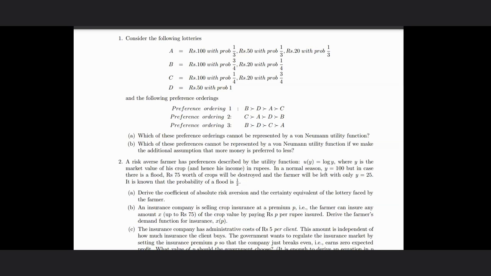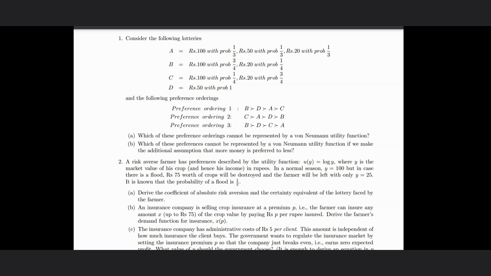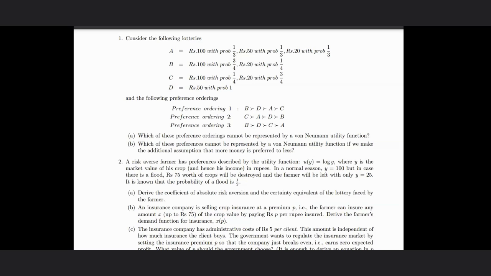Hello, ma'am. So I started with the first question, but I jumped to the second one. Okay. So the first one, the 2A part is derive the coefficient of absolute risk aversion and certainty equivalent of lottery faced by the farmer. Since the farmer has two states of nature, one where the crops get destroyed and the other where the crops do not get destroyed, in the normal situation both have a probability of 1 by 2.